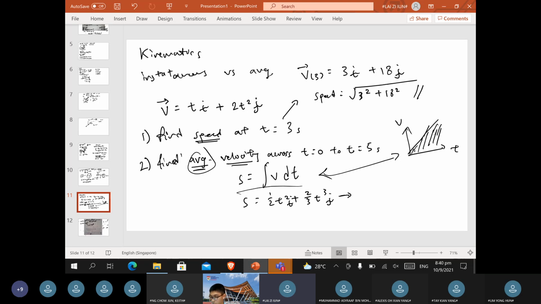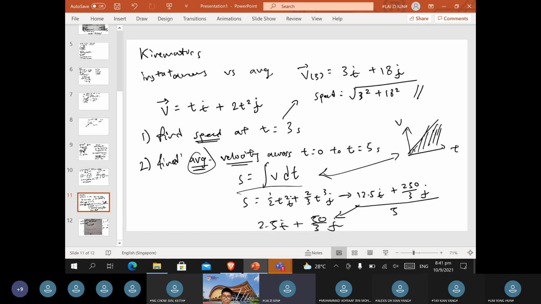At t equals 0, of course, displacement will be 0, right? At t equals 5, we just write 5 squared, so that's 25. 25 divided by 2 is 12.5i, plus 5 cubed is 125. 125 times 2 divided by 3 is 250 over 3 j. So this is our displacement from t equals 0 to t equals 5. Then the last thing we need to do, average velocity is just the total displacement divided by the time it took to travel. So you just divide this by 5. That will give us 2.5i plus 50 over 3 j.